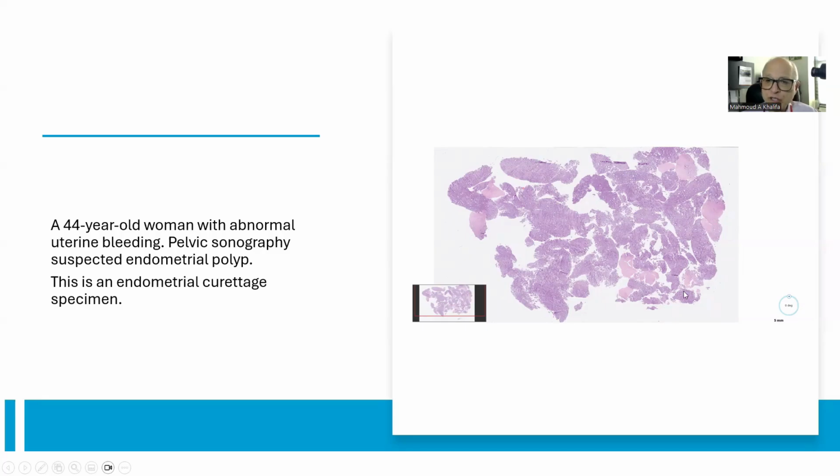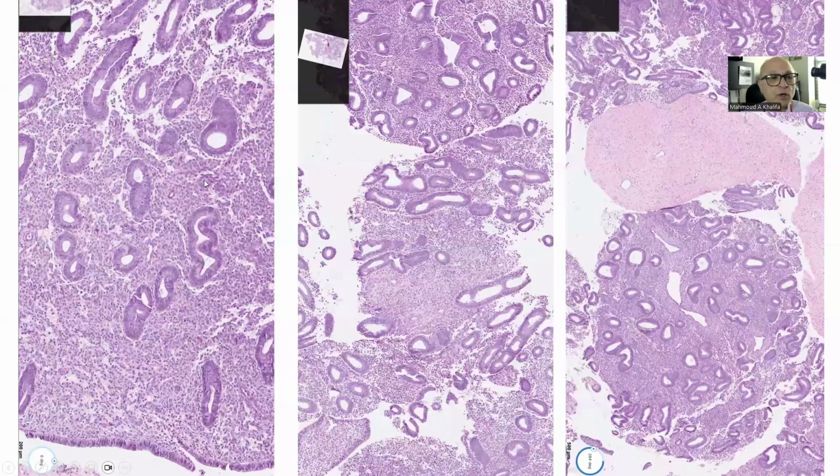Next case is a 44-year-old with abnormal bleeding, and pelvic sonography showed endometrial polyp, and we have a curettage here on the right. You can see many fragments of the endometrium. Some of them actually look polypoid, don't they? On the left, you can see some mitosis in the glands, so these glands are proliferative, and the stroma is a little bit busy. Cells are plump or pre-decidualized, which is what we classically see in benign endometrial polyp.